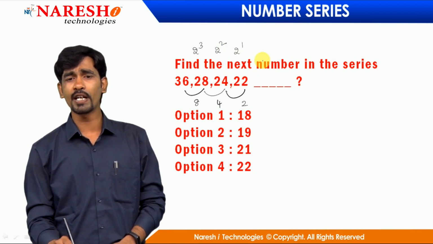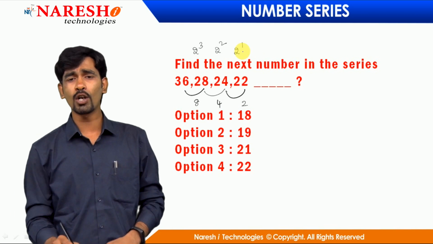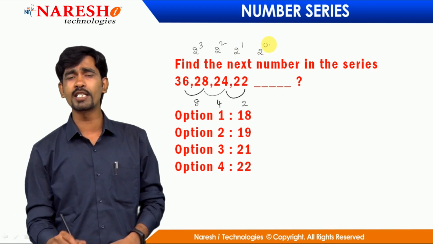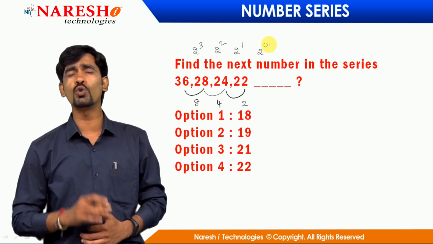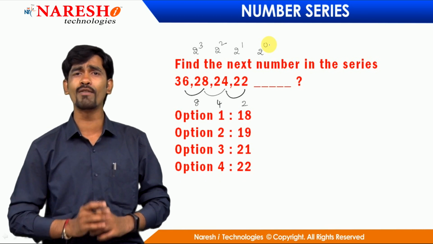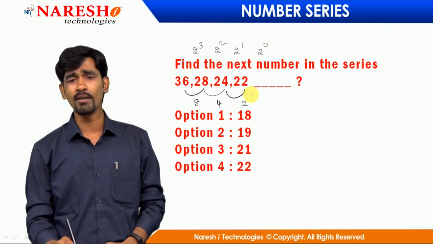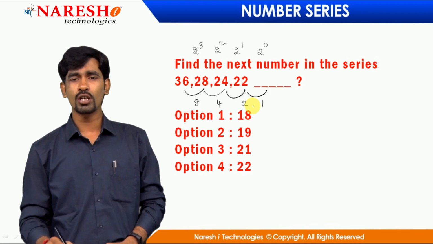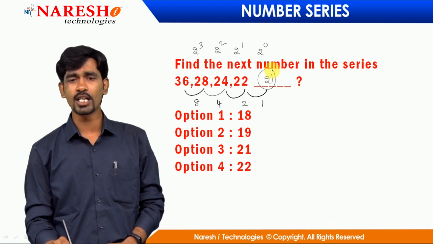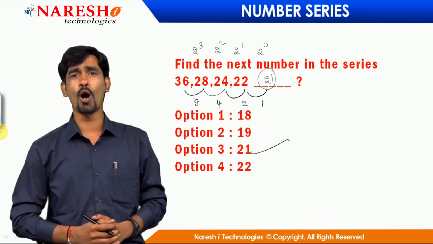What is the next level of difference? It's powers of 2, so the next difference must be 2 power 0. What is the value of 2 power 0? Anything power 0 is always equal to 1. So the next one will maintain a difference of 1. That means 22 minus 1 gives a result of 21. You can make your answer choice option 3.